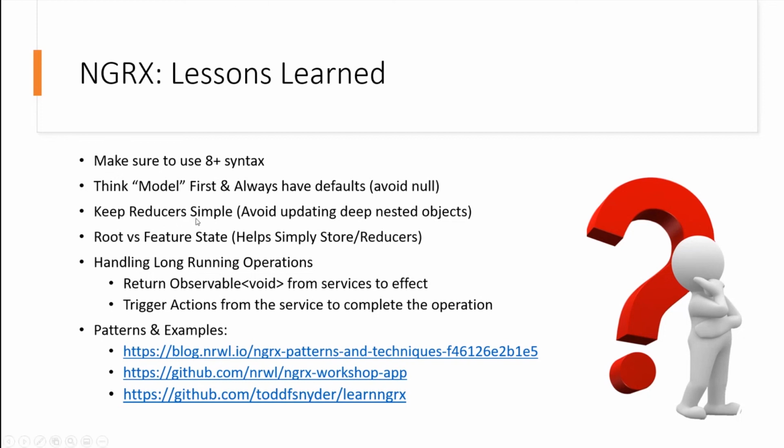Try to keep your reducers simple. Avoid updating deep nested objects. There's a couple different strategies to do that, but it's working with this for a little while. I've run into some hurdles where trying to set the third property down 3 layers, it just gets too complex. So you're better off returning the higher level object and just directly updating that object and keeping your reducers as simple as you can be.